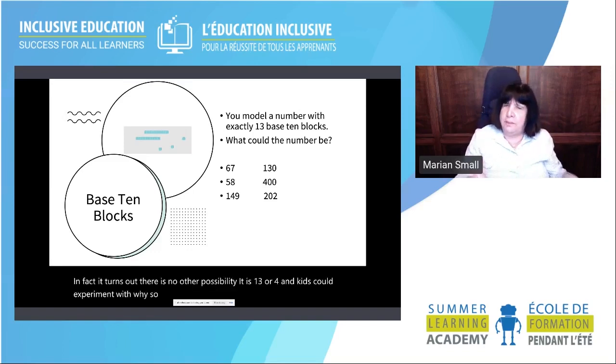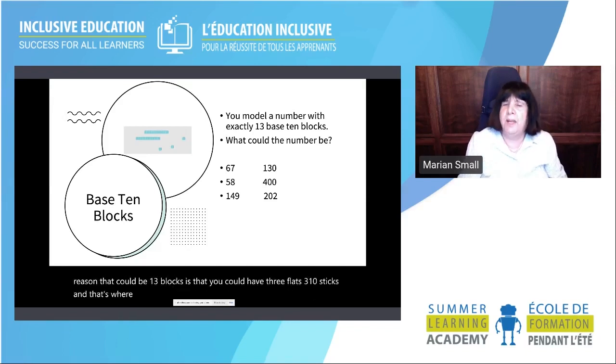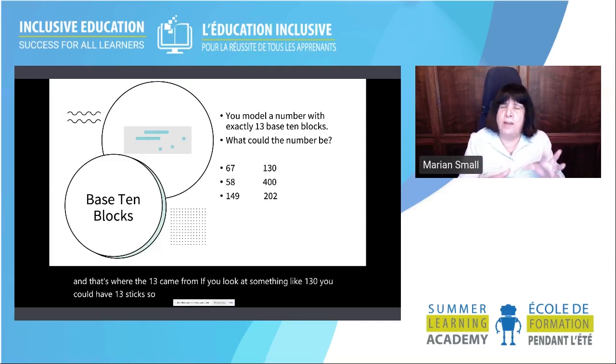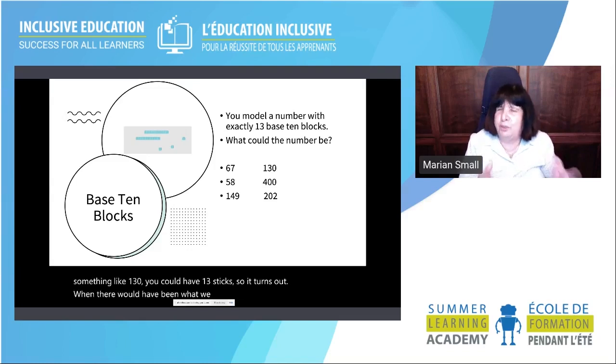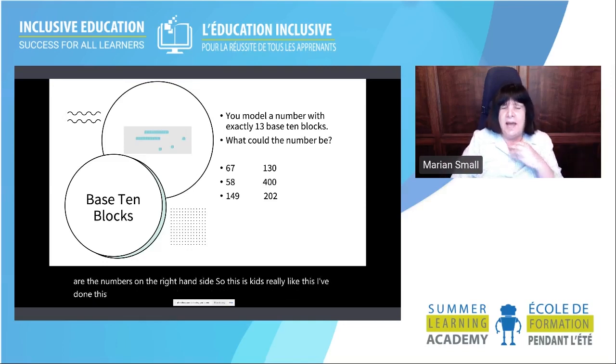So I just want you to think about, for example, 400. The reason that could be 13 blocks is that you could have 3 flats, 3 hundreds, and 10 sticks. And that's where the 13 came from. If you look at something like 130, you could have 13 sticks. So it turns out that when there would have been what we traditionally call a regrouping, those are the numbers on the right-hand side. So kids really like this. I've done this many, many times. I've never had an experience where kids actually didn't enjoy the task.